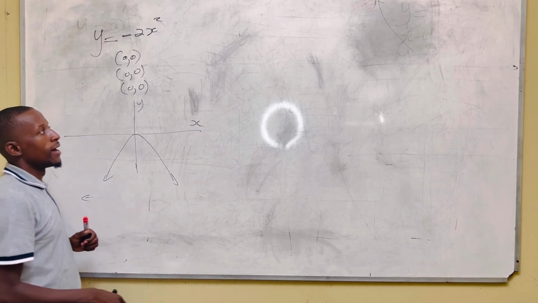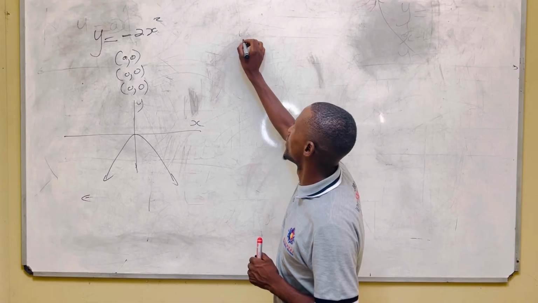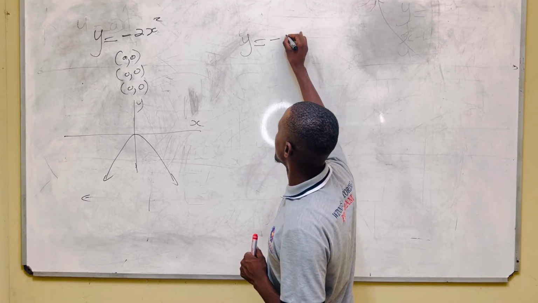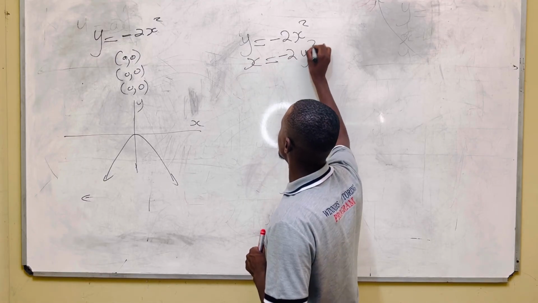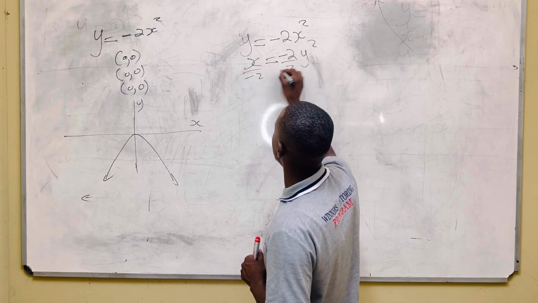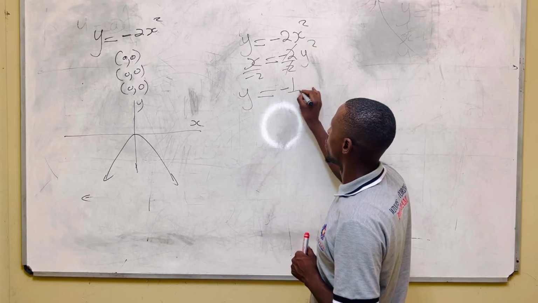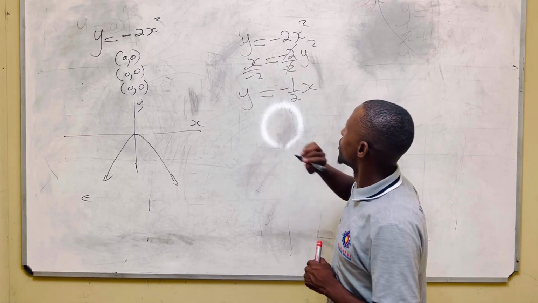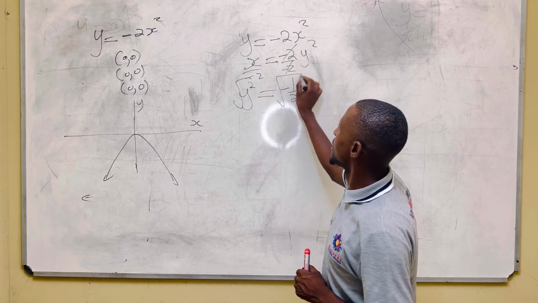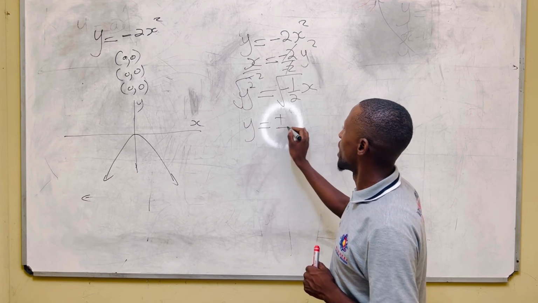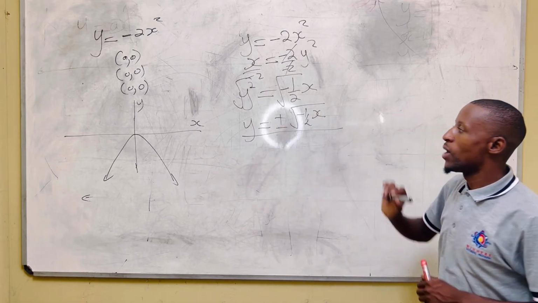So let's get the shape of the inverse. But before we get the shape of the inverse, I want us to get the equation of the inverse. So it's going to be y equals negative 2x squared, interchange x and y. So it's going to be negative 2y squared, divided by negative 2 on both sides. This cancels this, and you're going to get negative 1 over 2x. Remember, there is a square on y. When we square root both sides, our y will be plus or minus the root of negative 1 over 2x. This will be our equation.